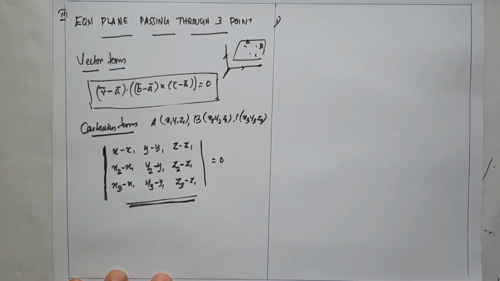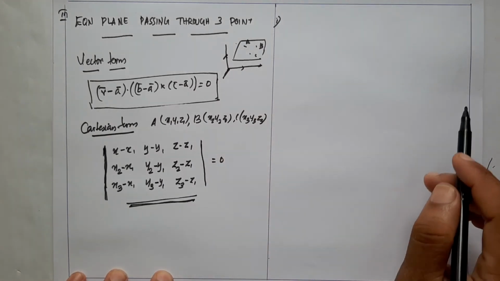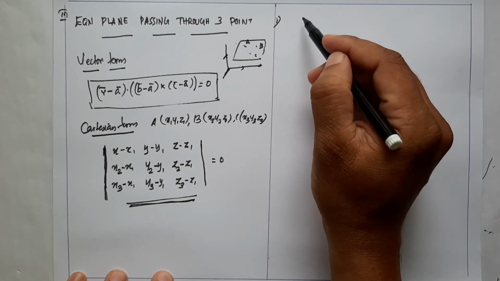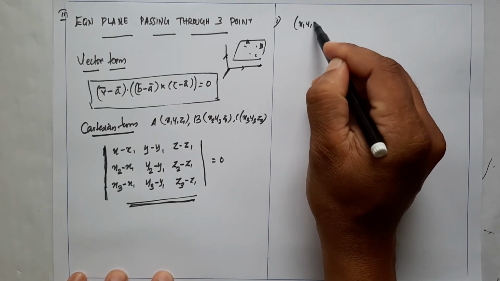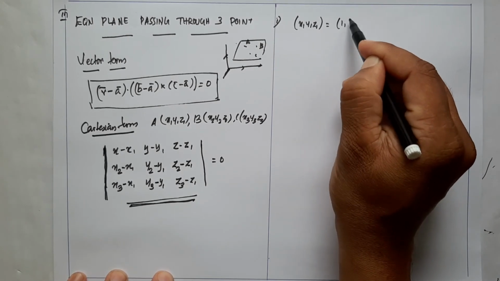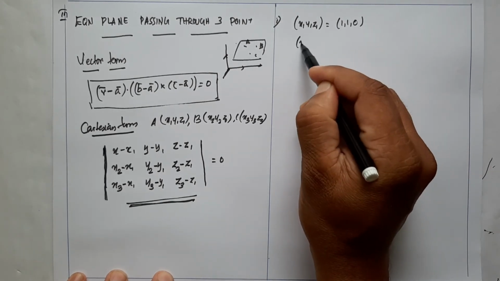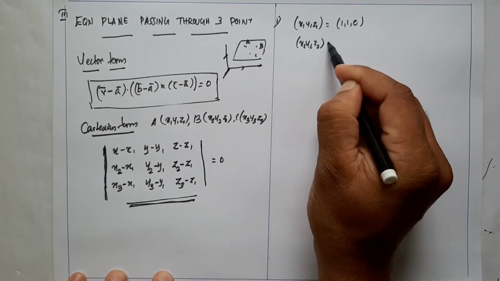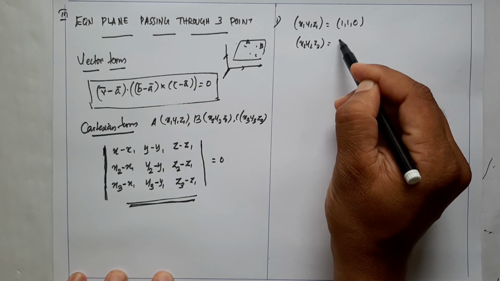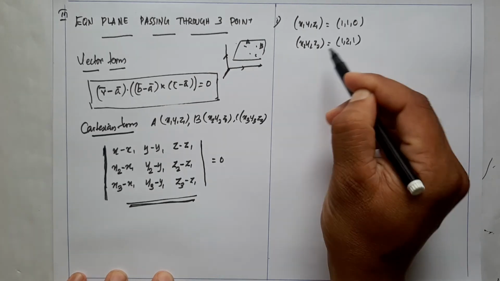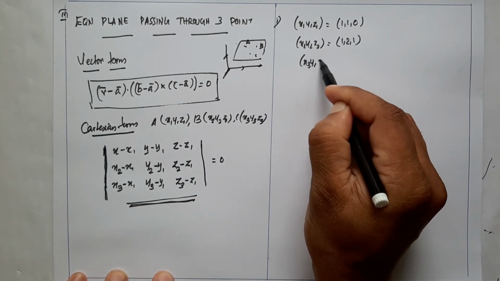Okay, now we will discuss some direct problems based on the topic. Find the equation of a plane passing through the points: x1, y1, z1 is equal to 1, 1, 0. Second, x2, y2, z2 is 1, 2, 1. And the third, x3, y3, z3.